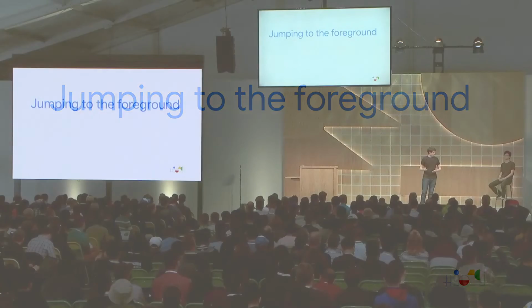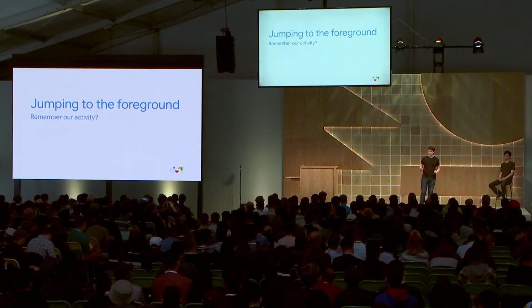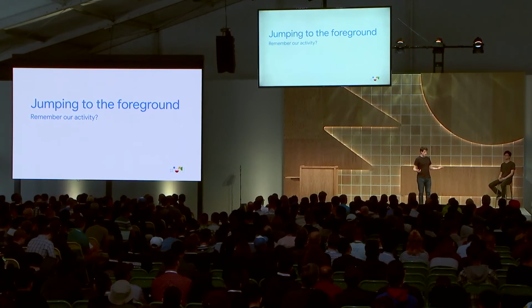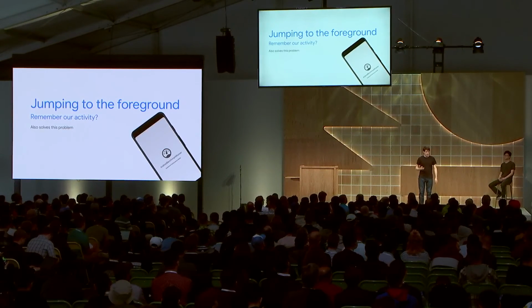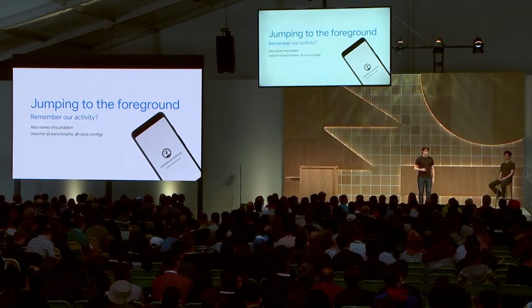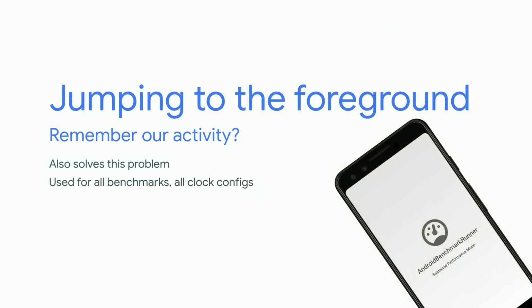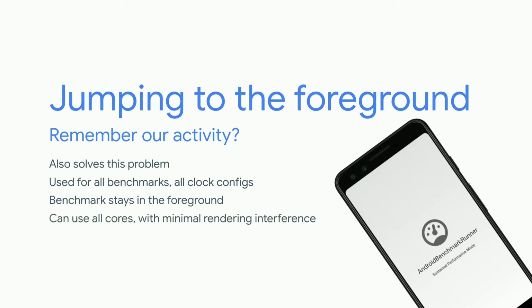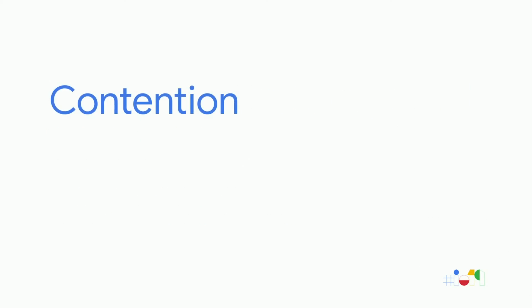So we want to jump to the foreground, and we actually have a solution for this already, right? We have our old activity. Remember this guy? This also solves this particular problem, and that's why we use this in all benchmark configurations, regardless of whatever your clocks are. The benchmark keeps this activity in the foreground at all times, unless you have your own, in order to guarantee that you can use all cores with minimum rendering interference from whatever's going on underneath you.